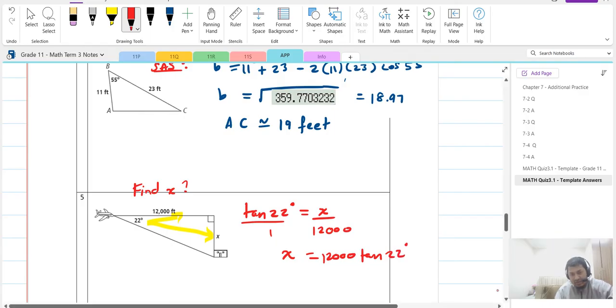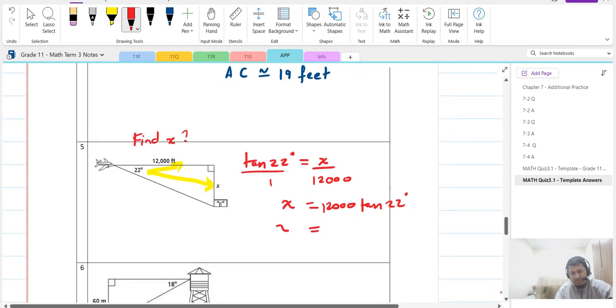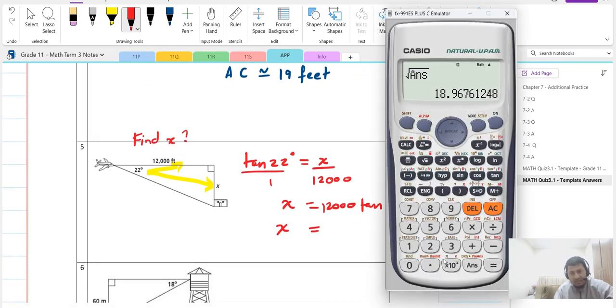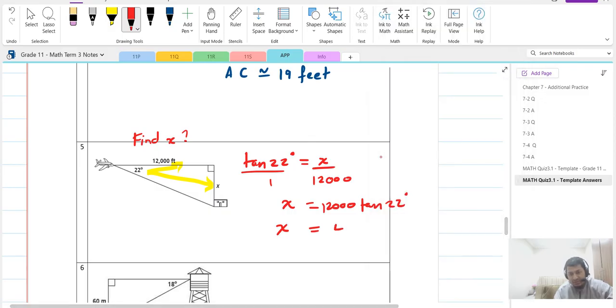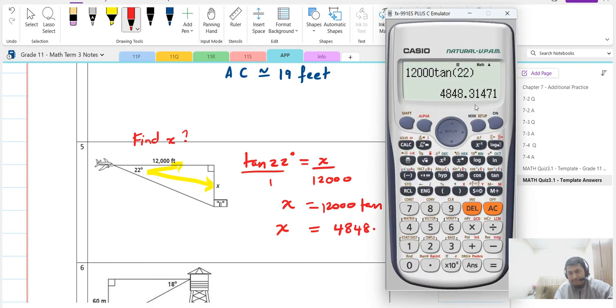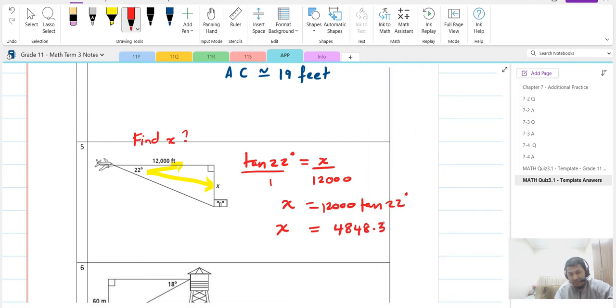You can go to the final answer straight from here, there's no need for this extra step. So x is equal to 12,000 tan 22, and I get an answer of 4,848.3 feet. So approximately equal to 4,848 feet, rounding to the nearest foot. I hope you understand, guys.